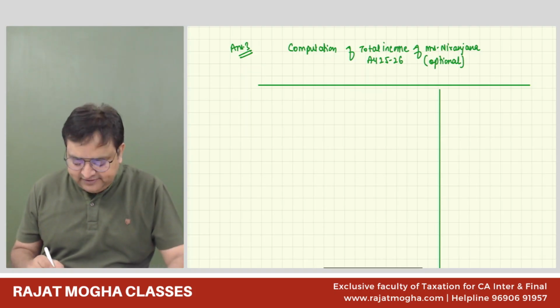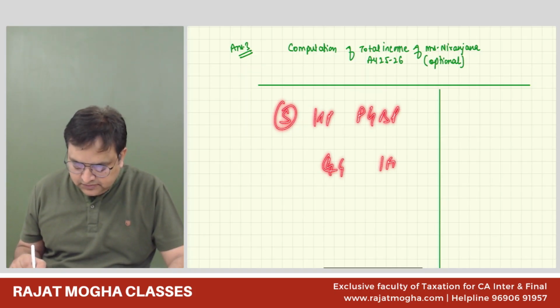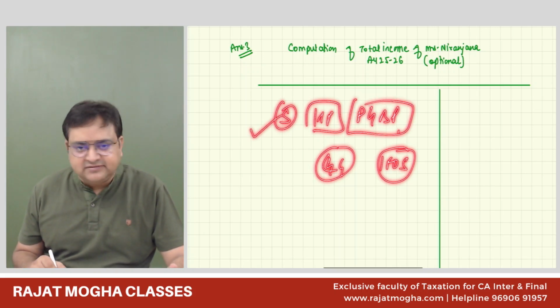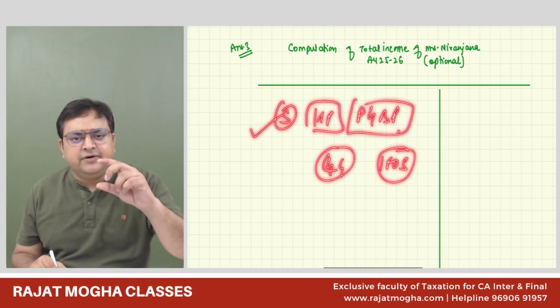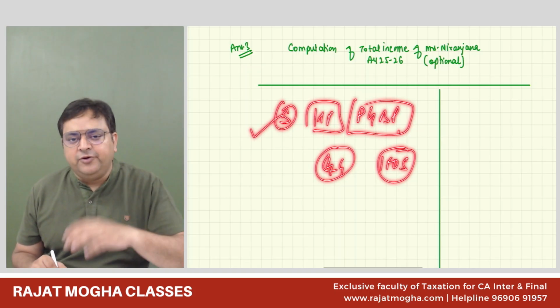So we have 5 heads: salary, house property, PGBP, capital gain, IFOS. Please tell me under which head she is having income or under which head she is not having income. Salary, she has income, we have seen, but it's a very small calculation. So we'll not make the working note for salary. We'll do it right here.